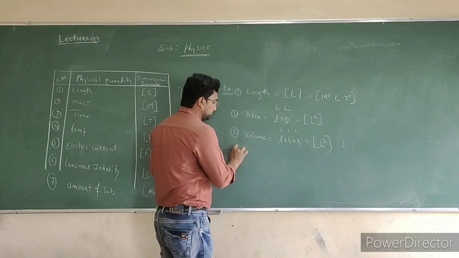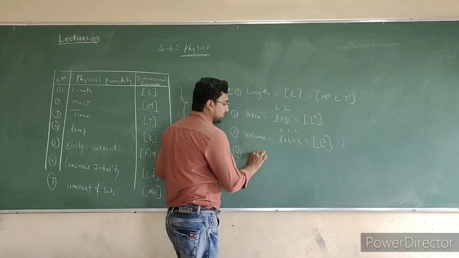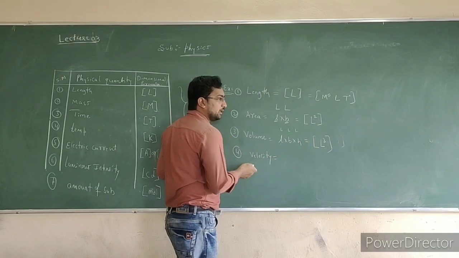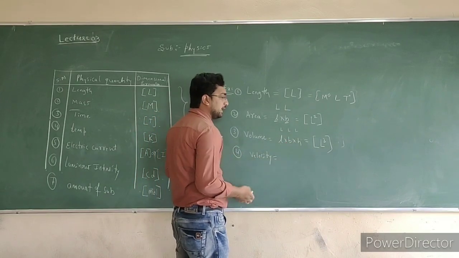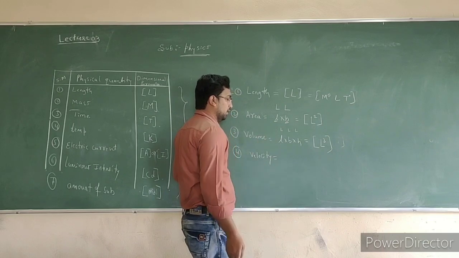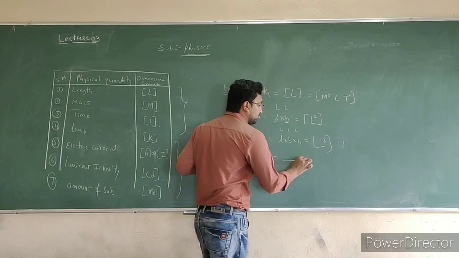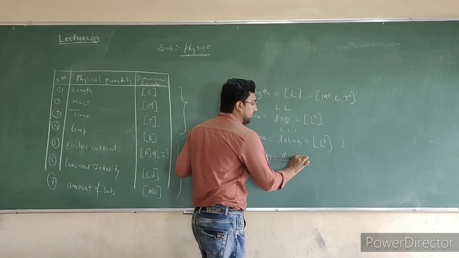And the next one, velocity. The next physical quantity is velocity. If you know the formula to calculate the velocity, you can easily write the dimension formula for velocity. Velocity means displacement by time.